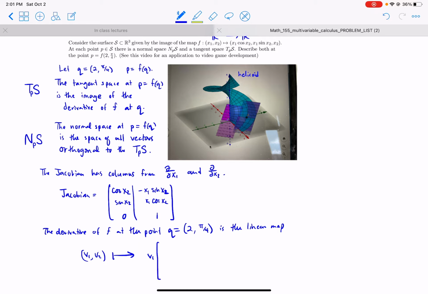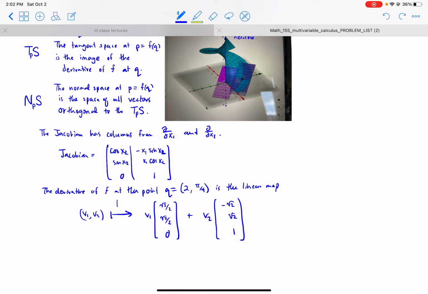V1 times the first column of the Jacobian plugged in. And so take your time and plug this in. Remembering your unit circle, you'll get this vector. At the point Q, we plug in and get a vector. And then I just take a linear combination of these two vectors where I plug in here. And this time I will get, so here the 2's will cancel, so you have to do this computation yourself. And so there we go. So let's give it a name. This is the map DF at Q. So then I would say the tangent space at P equals the image of DF at Q.